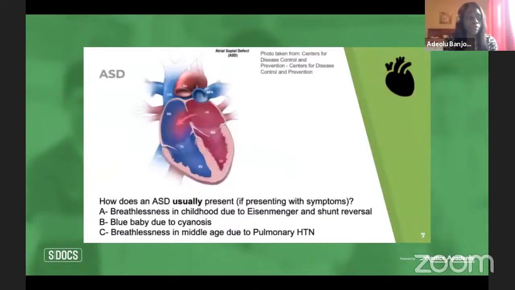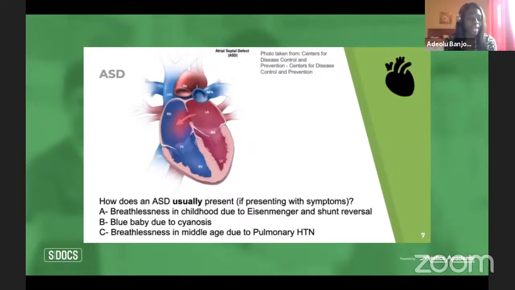So now starting off with an example of a left to right shunt, which is the most common congenital heart disease that you can get, which is an ASD, or an atrial septal defect. So an atrial septal defect is a hole in the atrial septum causing a left to right shunt of oxygenated blood. There's 2 types of ASDs. There's an ostium secundum, which is in the mid-septum. So that's what's demonstrated in the picture there, and that is the way more common form of ASD. There's also an ostium primum ASD, which is going to be lower in the septum.